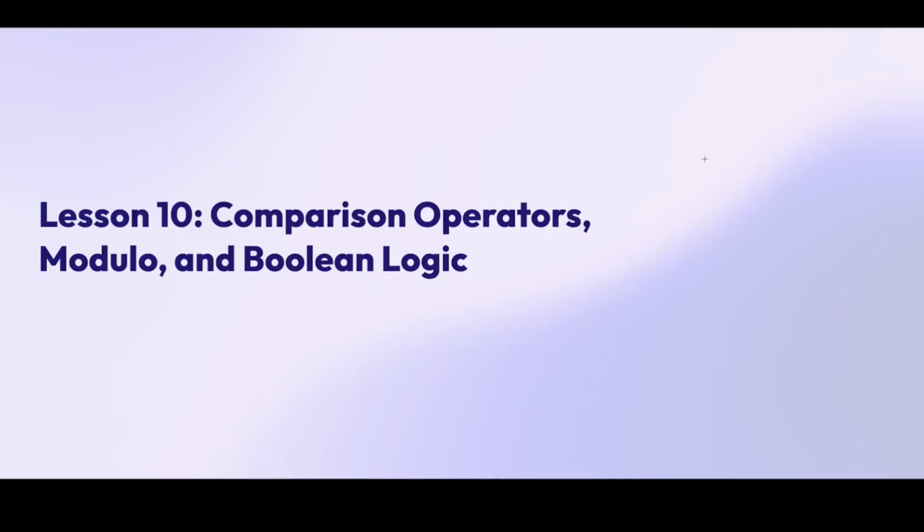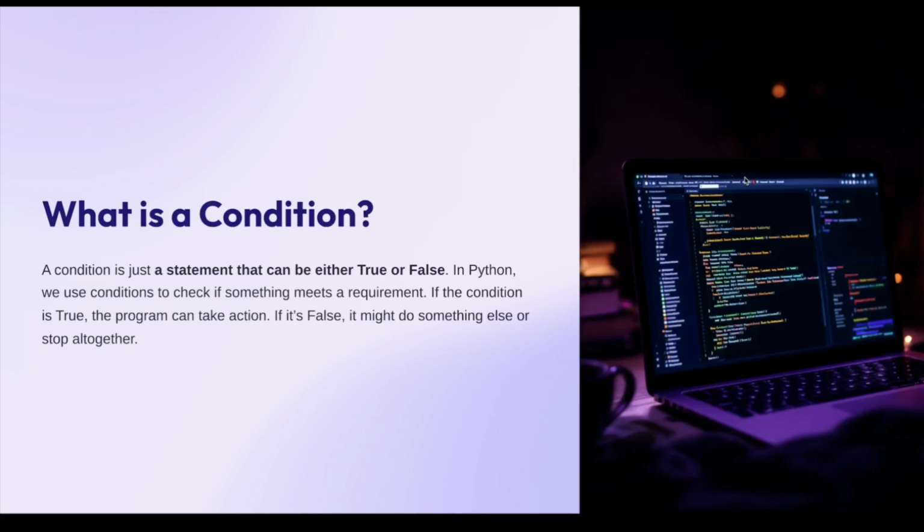Welcome to Lesson 10. Today we're talking about how to make decisions in Python using three important concepts: comparison operators, modulo, and Boolean logic. But before we get into these comparisons, let's start with something fundamental: conditions. What is a condition? A condition is just a statement that can either be true or false. In Python, we use conditions to check if something meets a requirement. So if the condition is true, the program can take action. If it's false, it might do something else or just stop altogether.